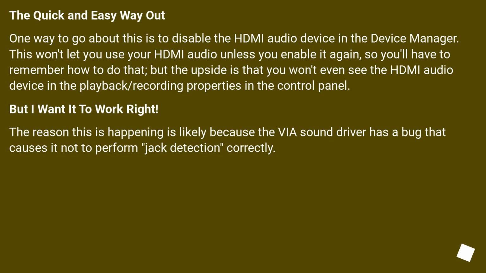The quick and easy way out. One way to go about this is to disable the HDMI audio device in the device manager. This won't let you use your HDMI audio unless you enable it again, so you'll have to remember how to do that, but the upside is that you won't even see the HDMI audio device in the playback/recording properties in the control panel. But I want it to work right.